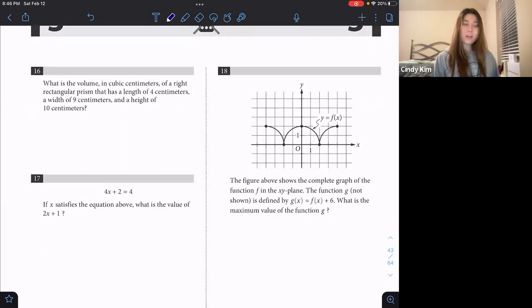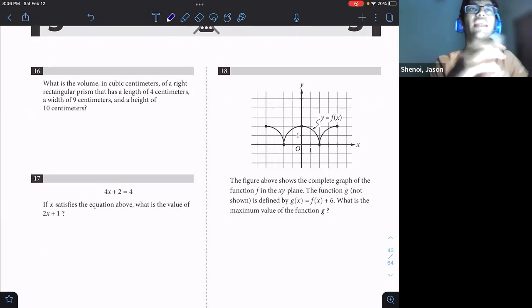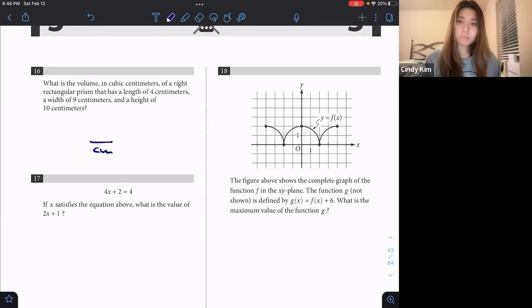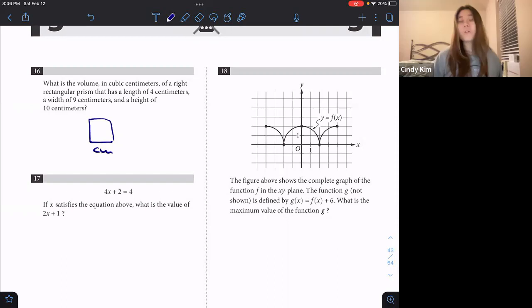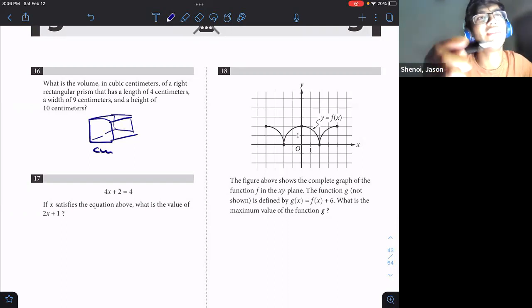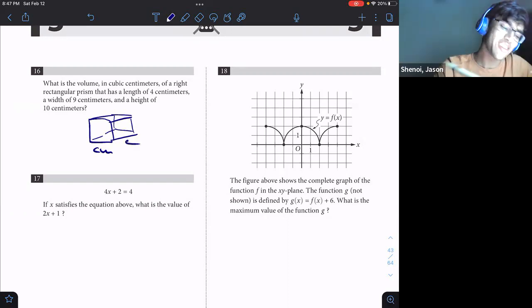So cubic centimeters refers to volume. You have a centimeter, right? That's one dimension. Square centimeters is two dimensions. Cubic centimeters is three dimensions, like my loaf of bread. Does that make sense? Now you get it? So how would you solve this?